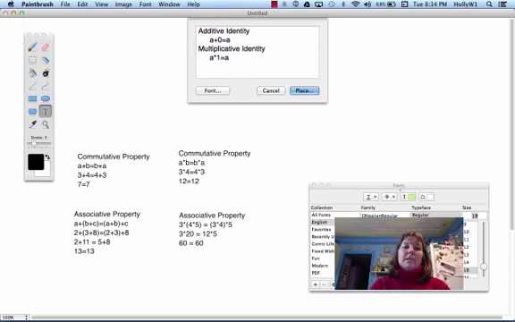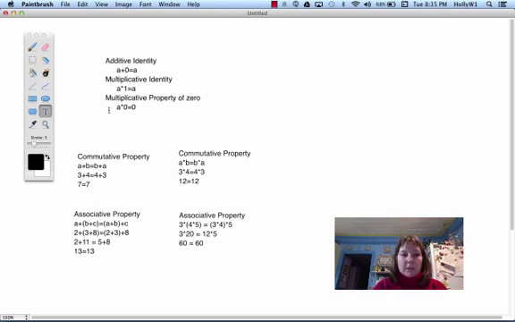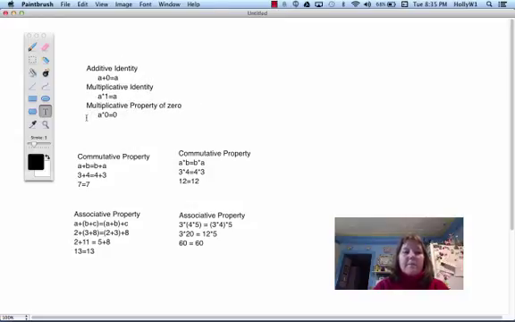If I multiply A times 1, I have to end up with A, which is the multiplicative identity. The third property that we want to talk about is the multiplicative property of 0. That basically says that if I take A and multiply it times 0, it is always going to equal 0. So no matter what I multiply 0 by, I'm going to end up with 0. So those are the three other properties that I wanted to talk to you about.